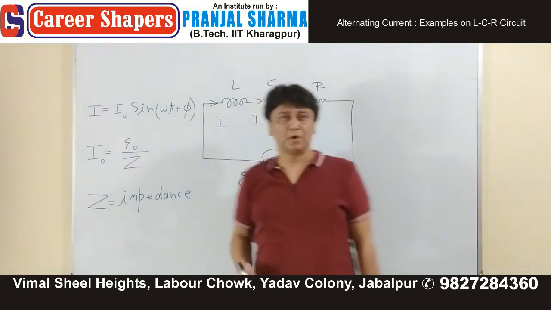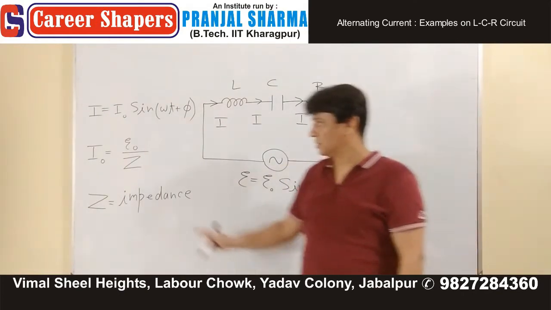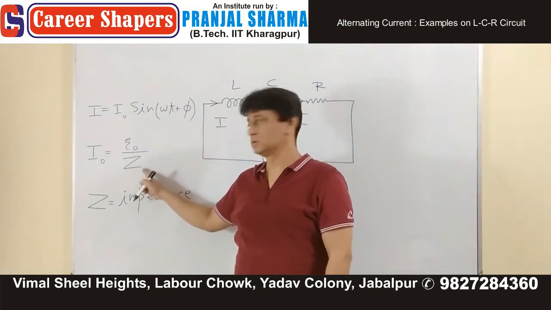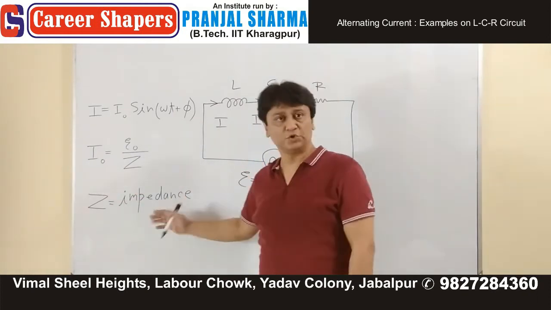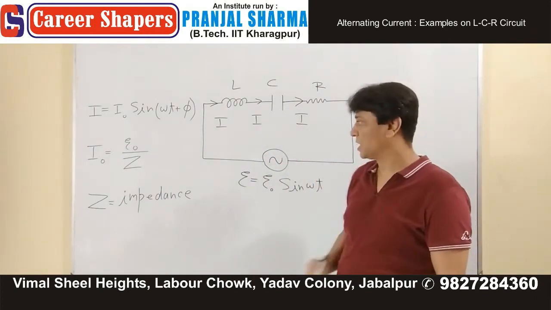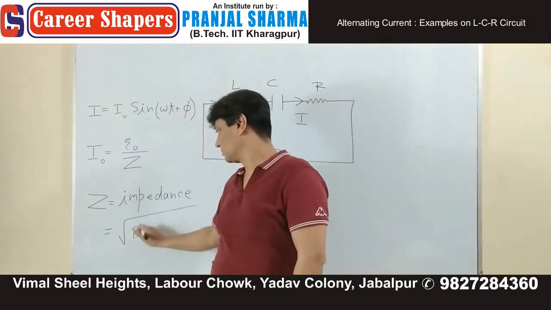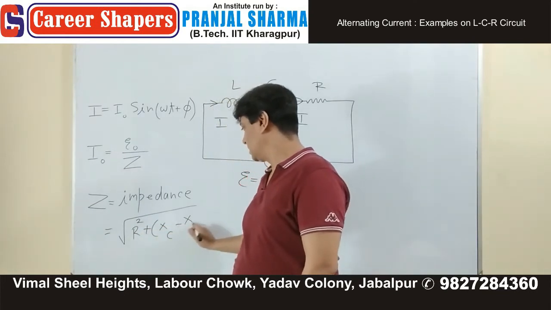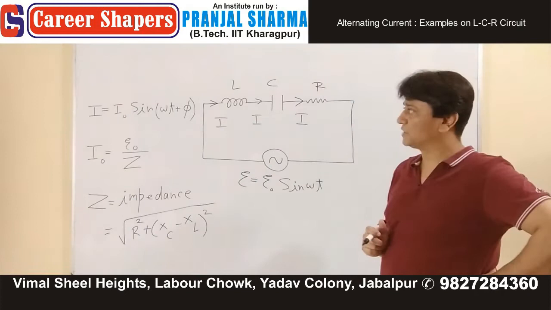And simply remember impedance as what? Resistance offered by LCR circuit. Ampere, volt, ohms. So this Z, its unit is what? Ohms. It is impedance, which is nothing but resistance offered by the LCR circuit. And its value was root over R square plus XC minus XL whole square. This is the value of Z.